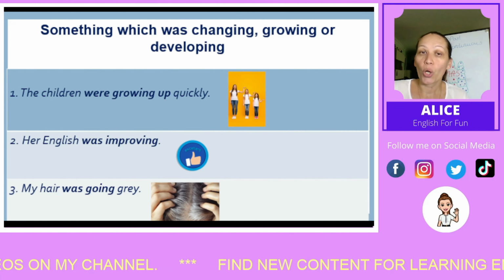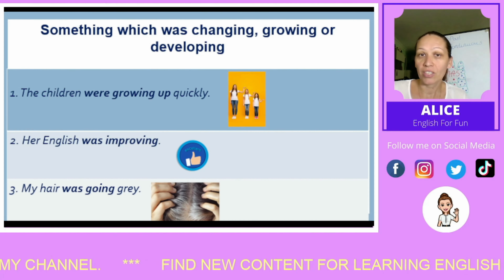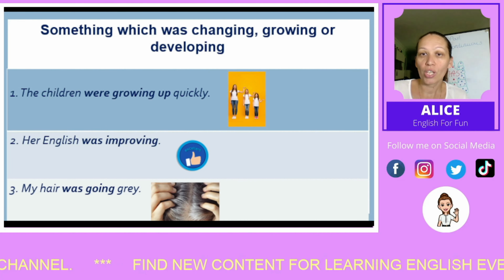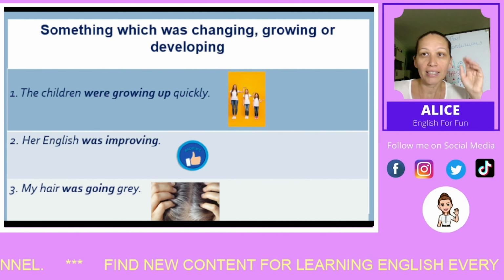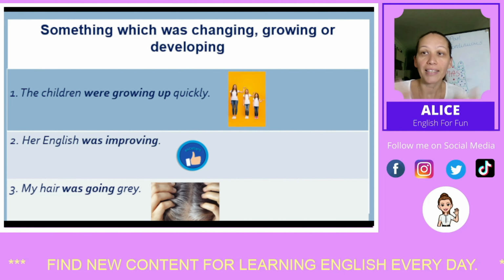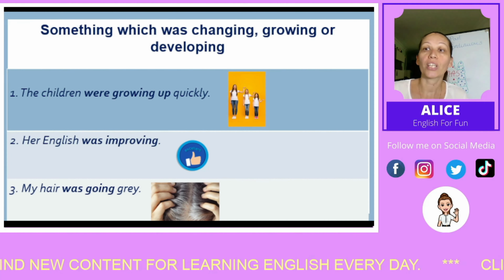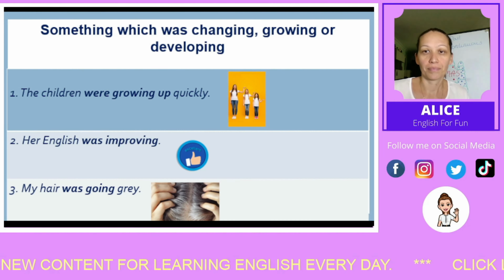My hair was going gray. Again, we can't change the color of the hair instantly. When they're going gray, they're becoming white and lighter day by day. So my hair was going gray.